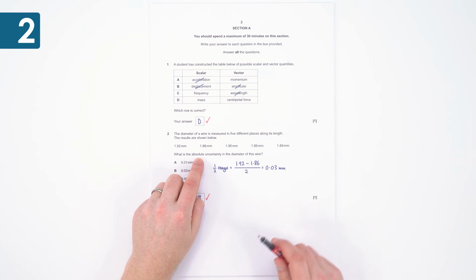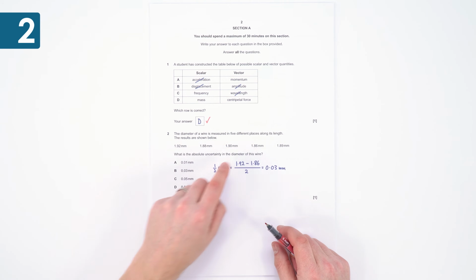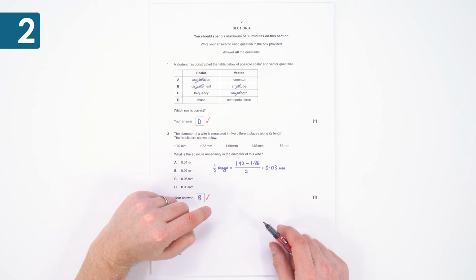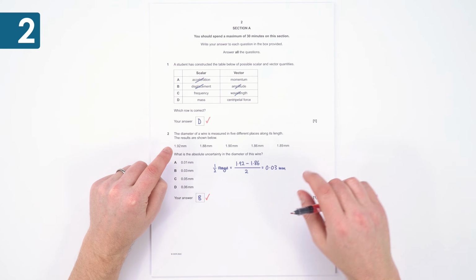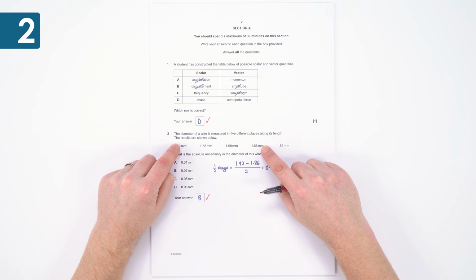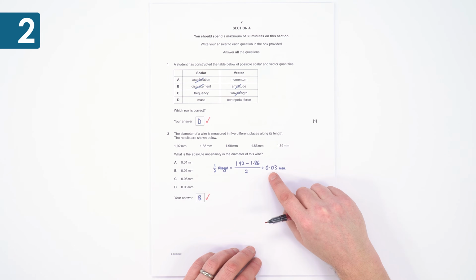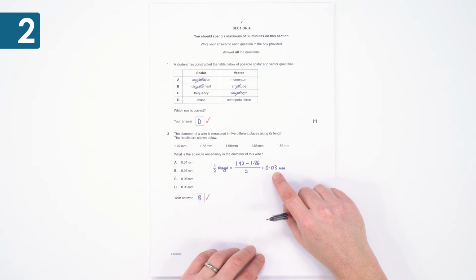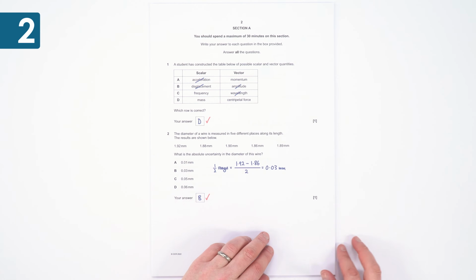The absolute uncertainty in repeated readings is going to be equal to half the range. So I've taken the smallest value away from the largest value and divided by 2, which is 0.03 millimeters. So here the answer is B.